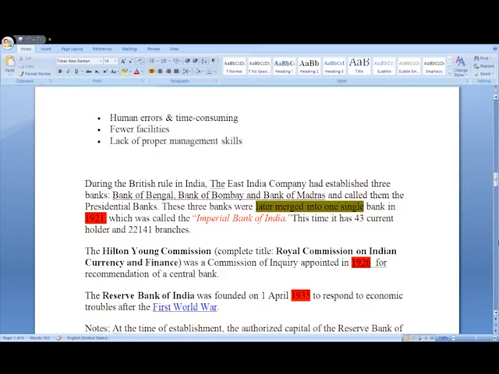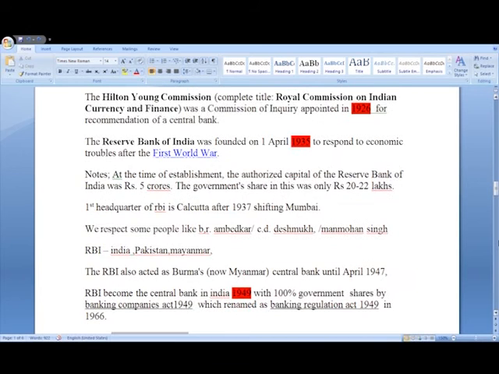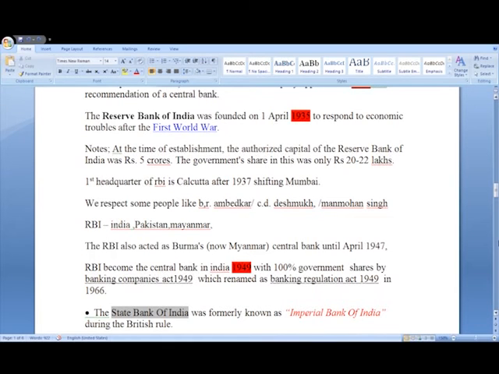The Hilton Young Commission, whose complete title was the Royal Commission on Indian Currency and Finance, was a commission of inquiry appointed in 1926 to recommend a central bank. The Reserve Bank of India was founded on April 1, 1935 to respond to economic troubles after the First World War. At the time of establishment, its authorized capital was 5 crore. The government's share in this was only Rs 22 lakhs. The first headquarters of RBI was Calcutta, shifting to Mumbai after 1937.